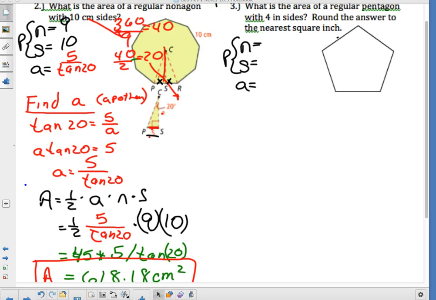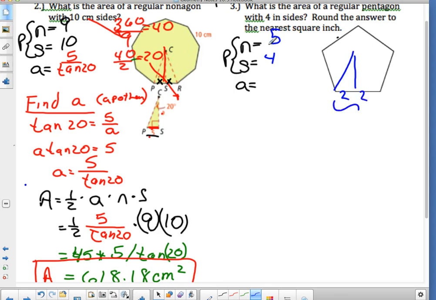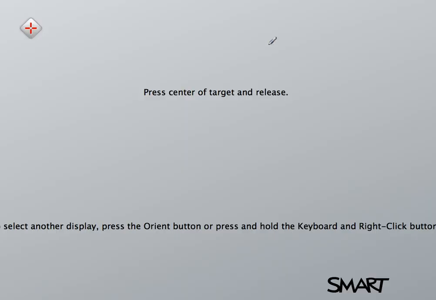Okay, so here's the deal. We've had time. Let's get this going. What's the area of the regular pentagon? Pentagon, N is 5. Okay, 4-inch sides. Draw your right triangle. Okay, it doesn't have to be perfect. This is 2, that's 2, that's 4. This is really not working well, so we're going to try to do this again on the board. Maybe. It should go. There we go.